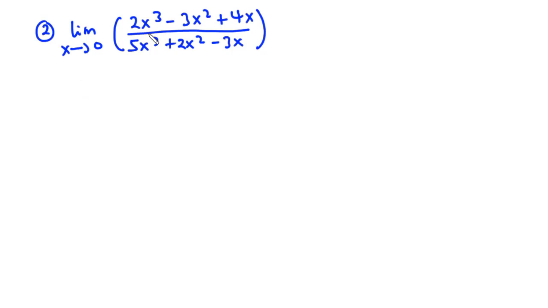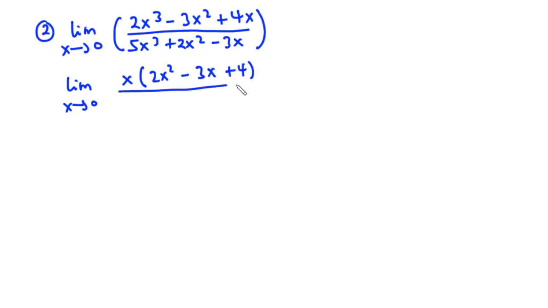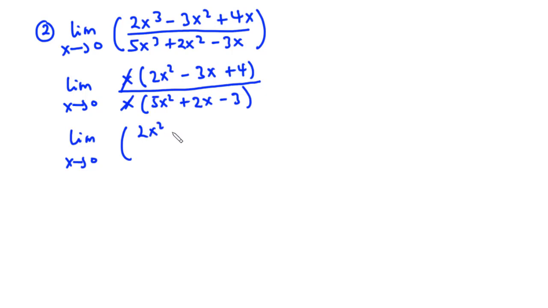Now what we are going to do is we are going to factor out x. So we have the limit as x approaches 0 of x, and then we have 2x squared minus 3x plus 4 divided by x into bracket 5x squared plus 2x minus 3. Now let's cancel out x. So the limit reduces to 2x squared minus 3x plus 4 divided by 5x squared plus 2x minus 3.